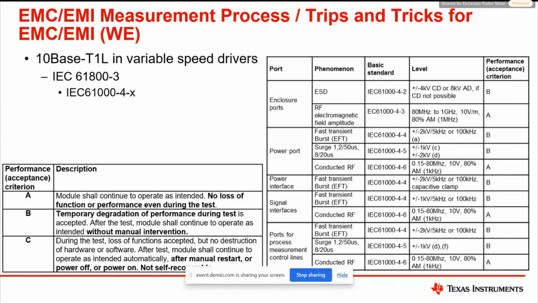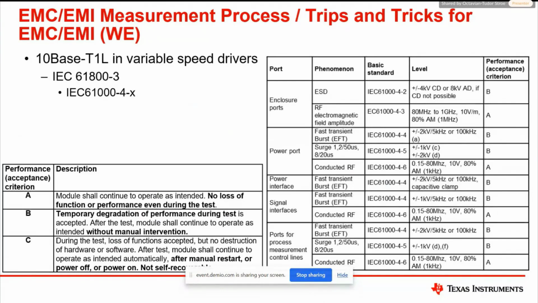And many system designs specify one or more of these tests listed within the IEC 61000-4-X specification to comply with, basically for reliability for the end customers. Also, there are three different performance or acceptance criterion levels for each individual test. So we have A, B, and C.